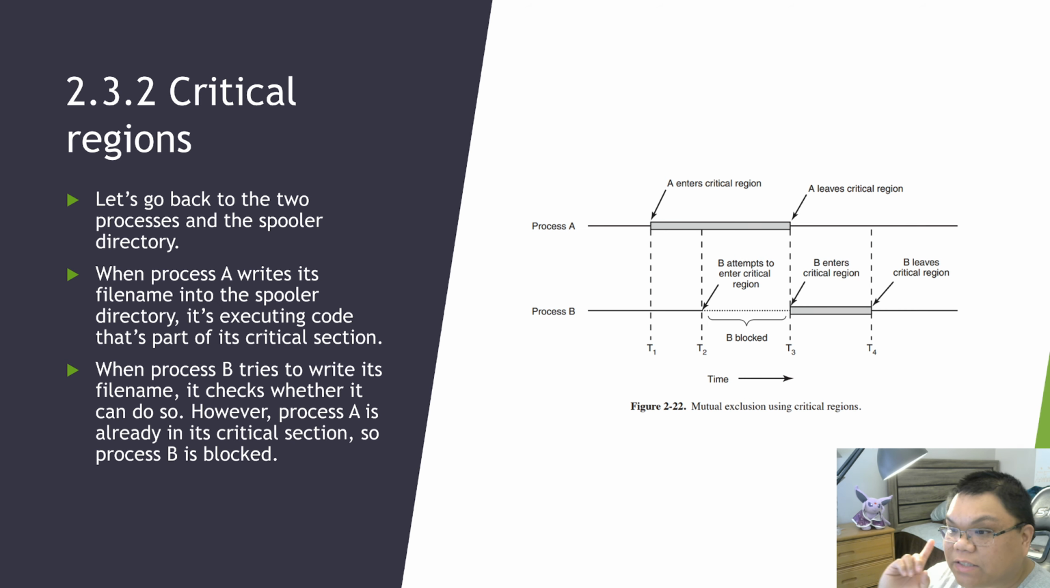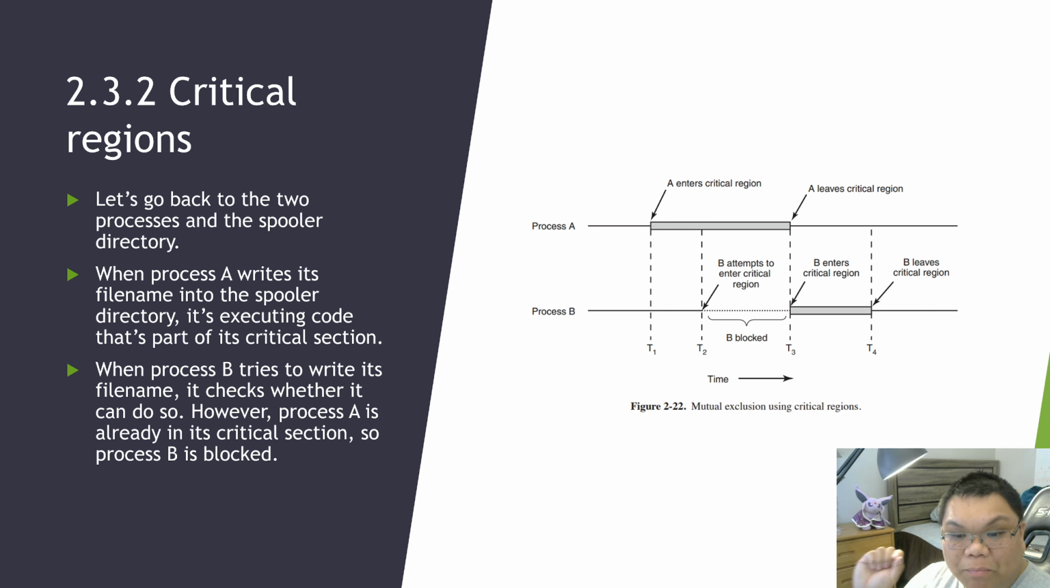So if we had mutual exclusion with our spooler example, that means A is writing its file into slot 7 of that spooler directory. If process B tries to write its file into the same slot as process A, it's not going to. It will be blocked, and it won't operate until process A leaves its critical section.